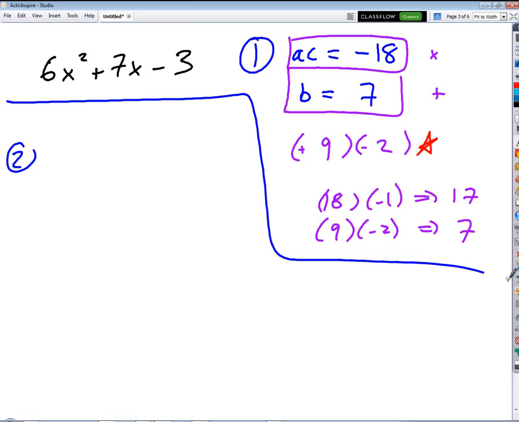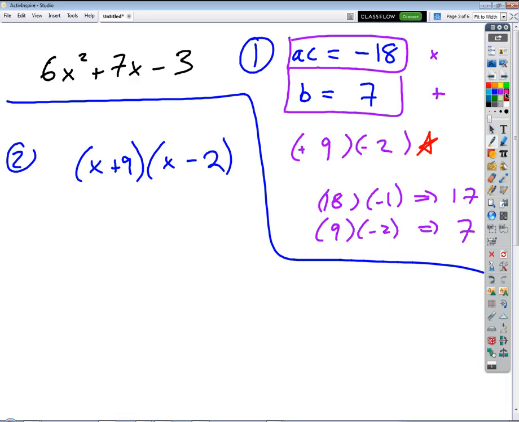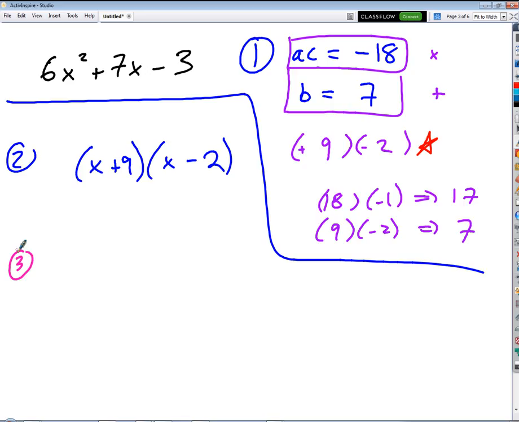Okay, step 2. Step 2, we're going to set up a template just like we did before. We're going to write the prefactors or something. We're going to write them out just like we did before, like that. X plus 9 and X minus 2. Okay? There's step 2. Step 3? Remember step 3? What do you do with A? I'll tell you, step 3.